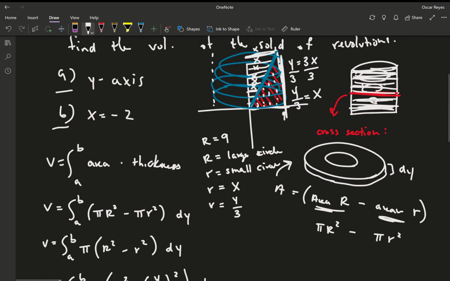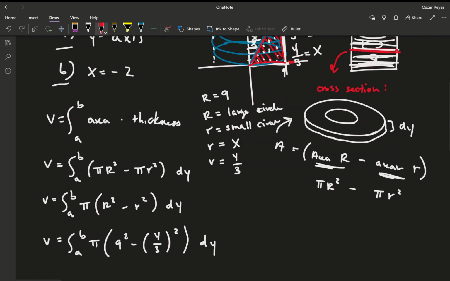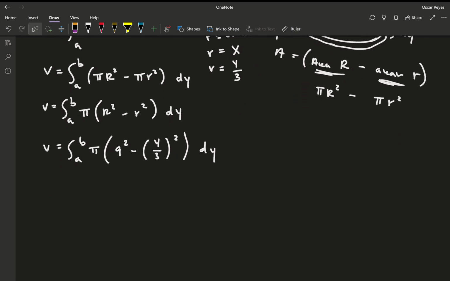But we still need to find what our a and b is. So our a and b, we're looking at it with respect to y. And we usually look at our original diagram first. So what is the height from here to here? Well, we know what this is. This is going to be 0.